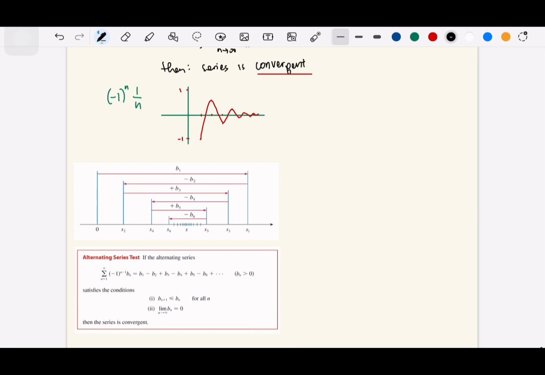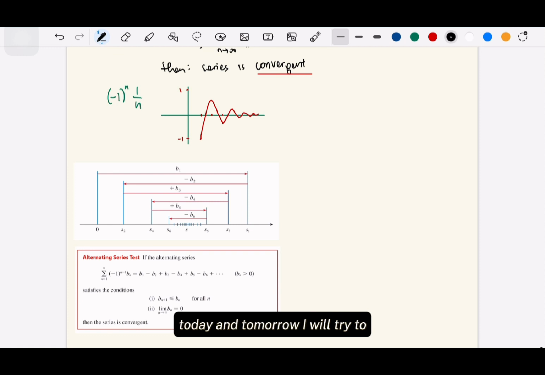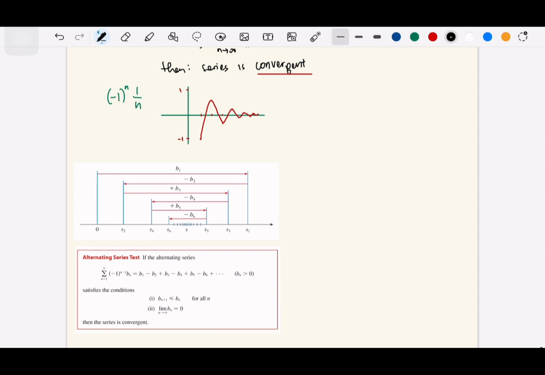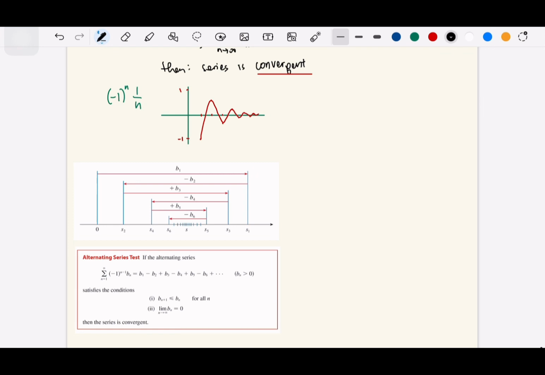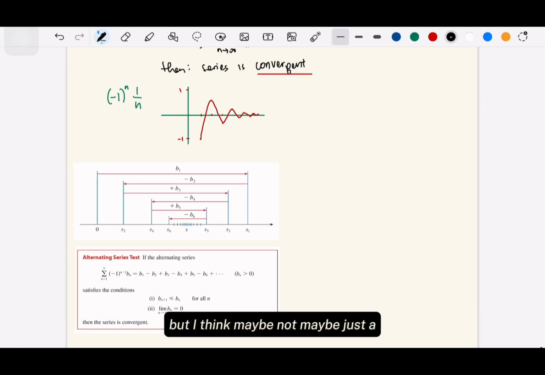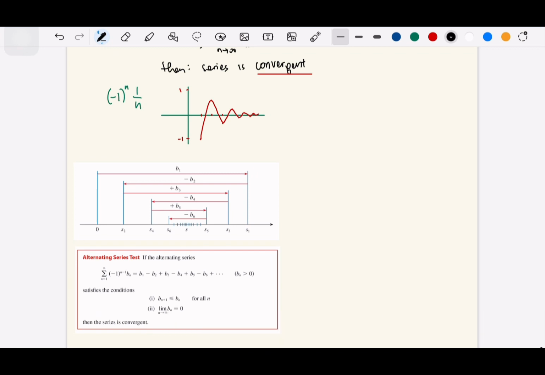So today and tomorrow, I will try to at least finish the sections on chapter 11. I hope tomorrow I can get some introductions to the power series, but I think maybe not. Maybe just up until the ratio test or the root test, that is 11.7, which is actually the whole chapter.